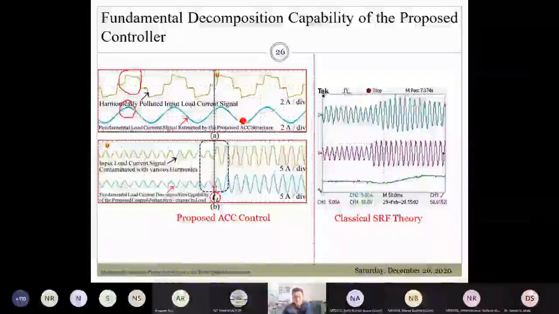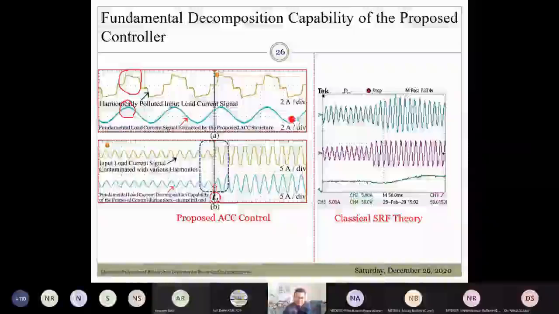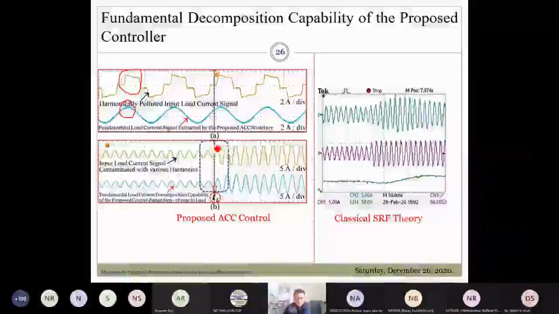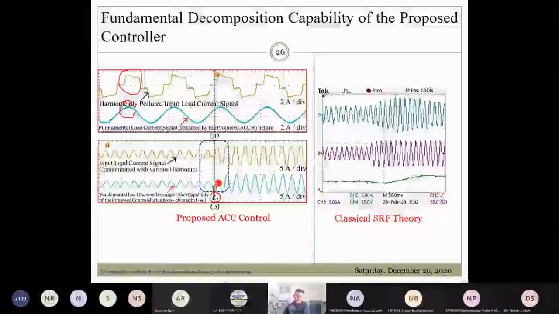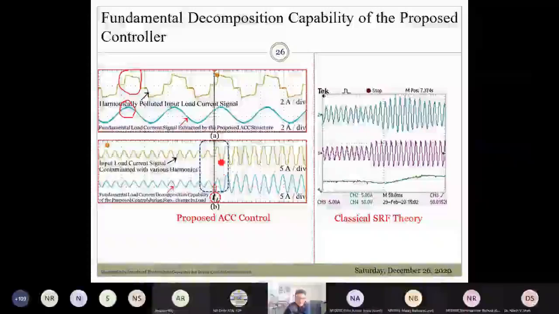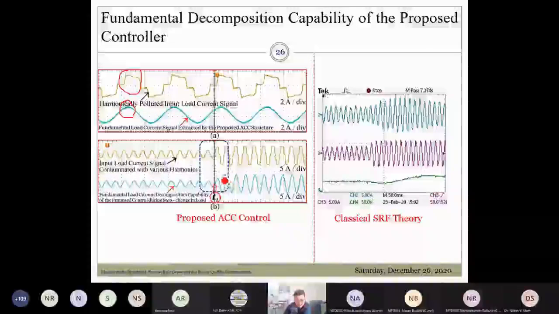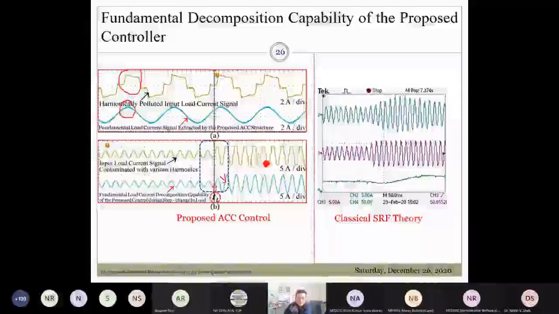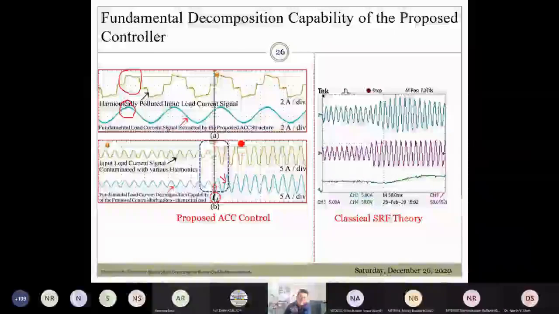So you can see that in the output fundamental load current signal, there is a minimum steady state error. Further, I have studied the response of this active current control loop during the sudden transition in the load. You can see that the proposed active current controller is competent enough to recognize the sudden transition in the load at a response speed of less than 1 AC power cycle. See here, it effectively recognizes the sudden transition in the load, and it tracks the fundamental component of the current, follows the change in the input load current, at a response speed of less than 1 AC power cycle.